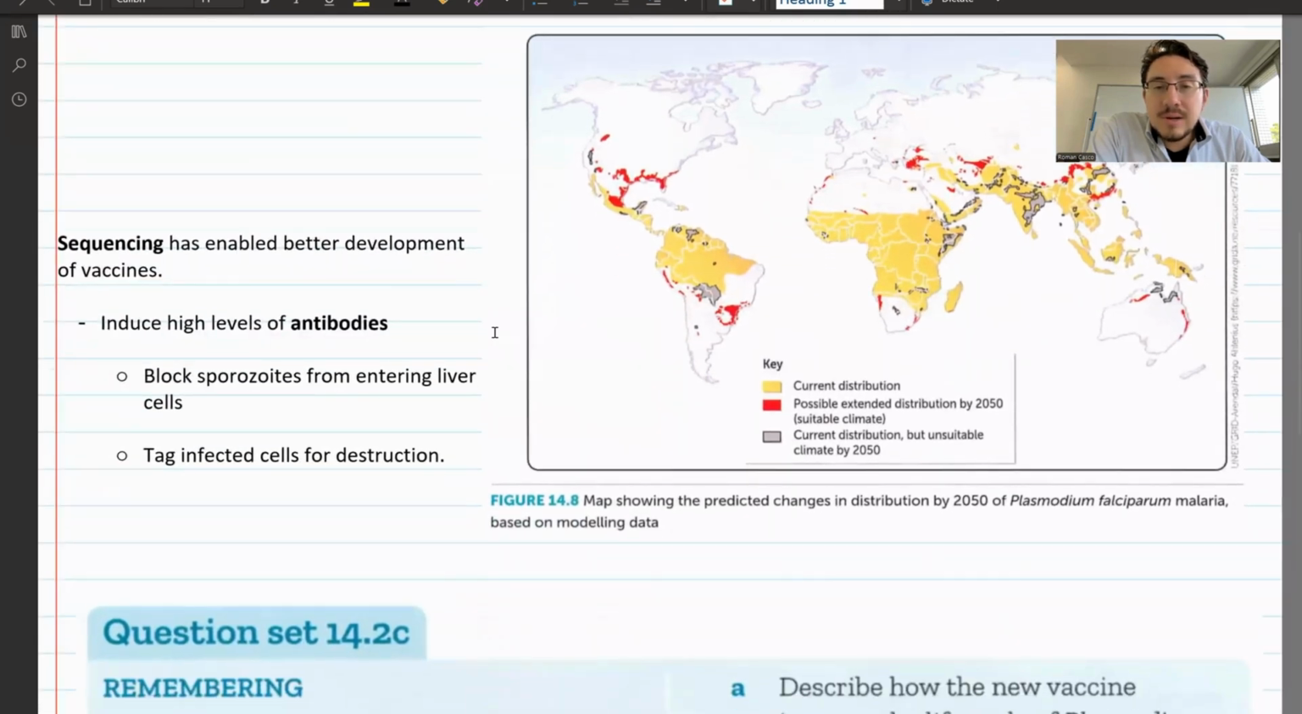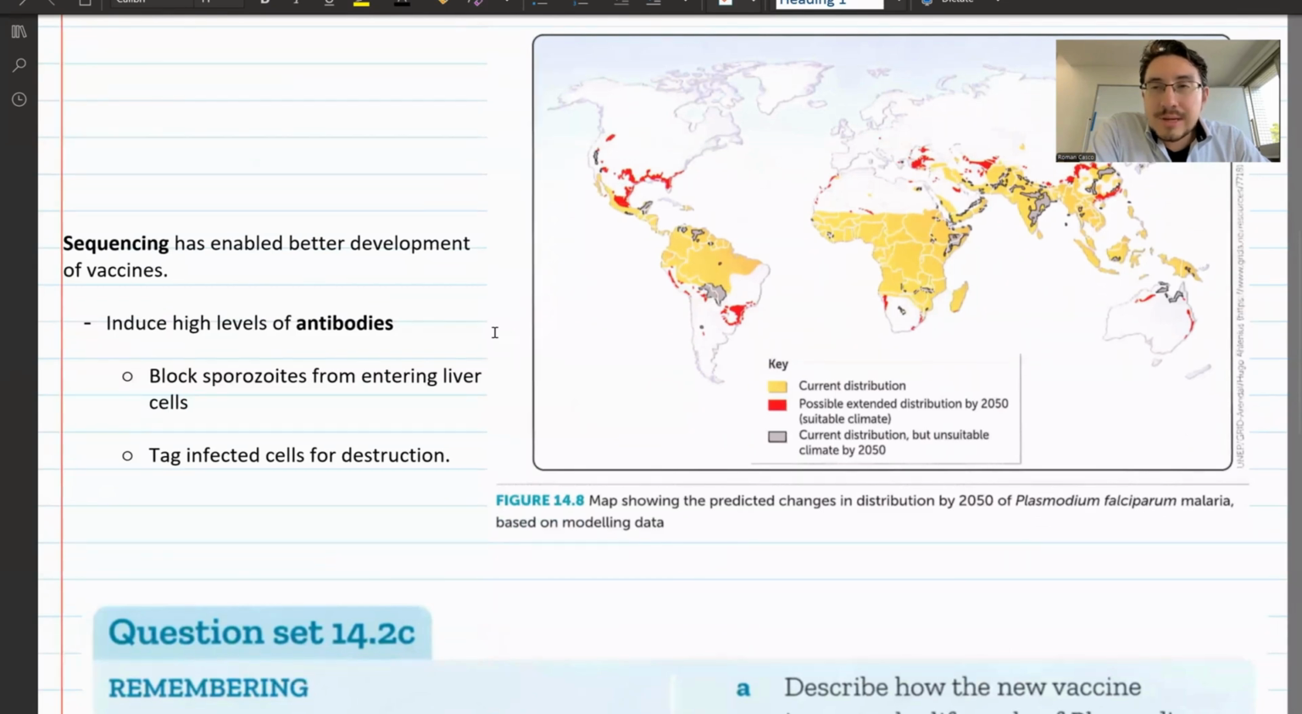Okay. So what is another way that you could try to mitigate this spread, right? There's many species of Plasmodium, right? And in this case, you have Plasmodium falciparum. But if you can identify a particular species, right, and you can sequence specific proteins of a particular species, and you understand that it has this particular protein, you can create a more specific vaccine for a particular pathogen, right? So you can have higher levels of antibodies that are targeted, right?